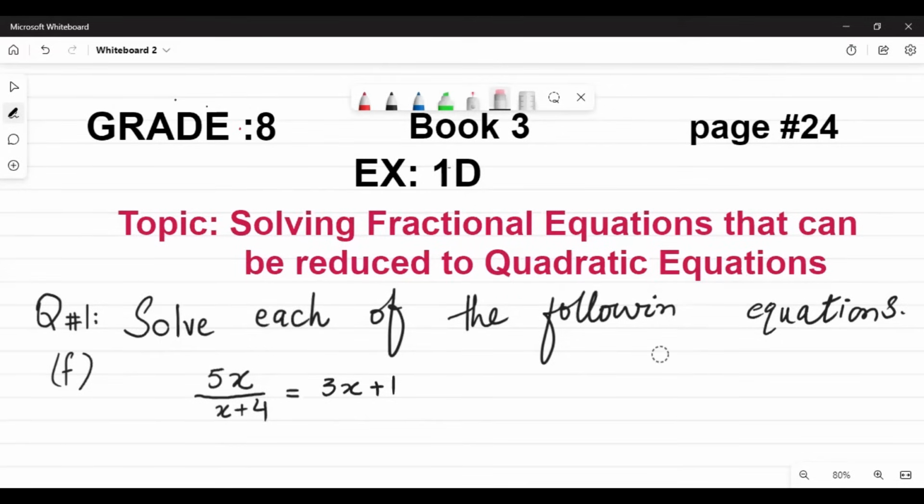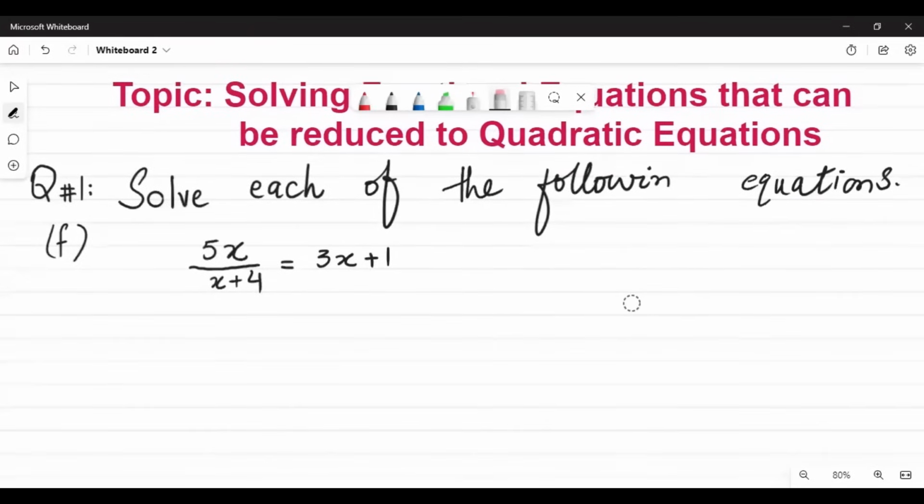This time the F part of the question is 5x over x plus 4 is equal to 3x plus 1. As I explained to you in yesterday's lesson, these are algebraic fractions which we have to reduce to quadratic equations. So let's start with the question. Rewrite: 5x over x plus 4 is equal to 3x plus 1.